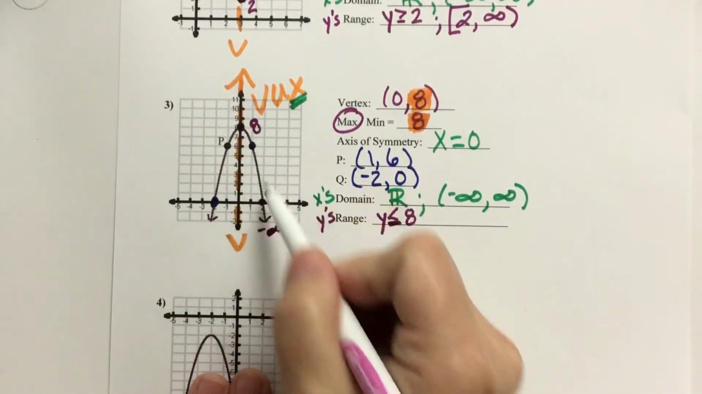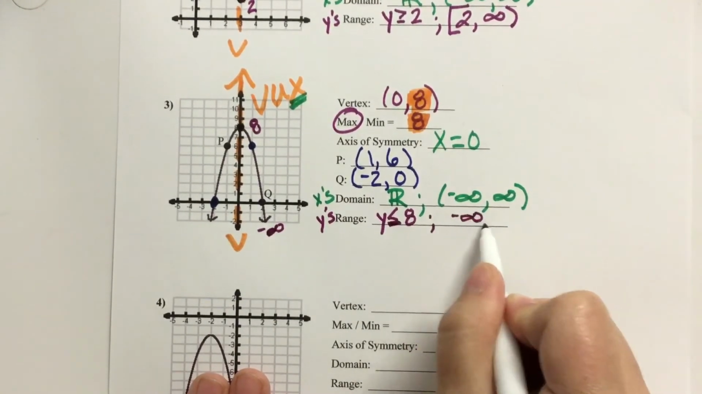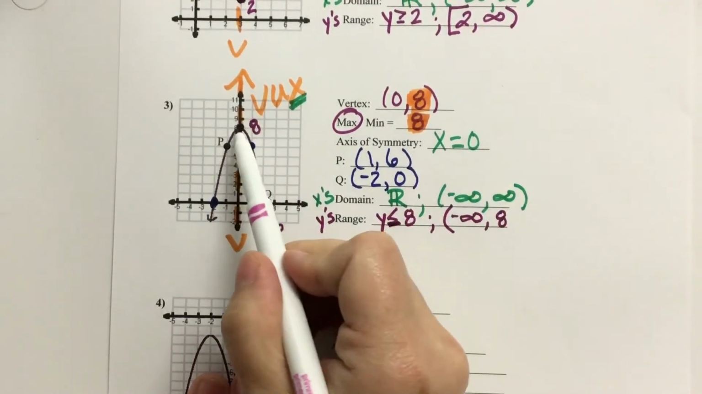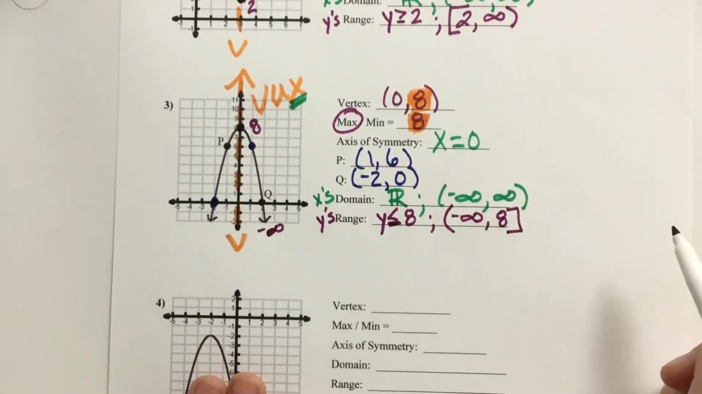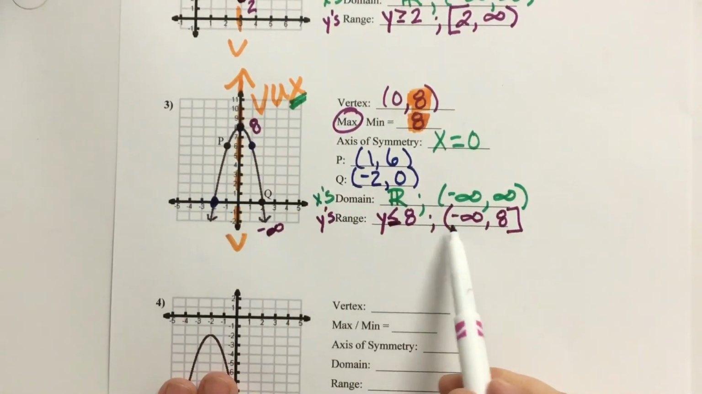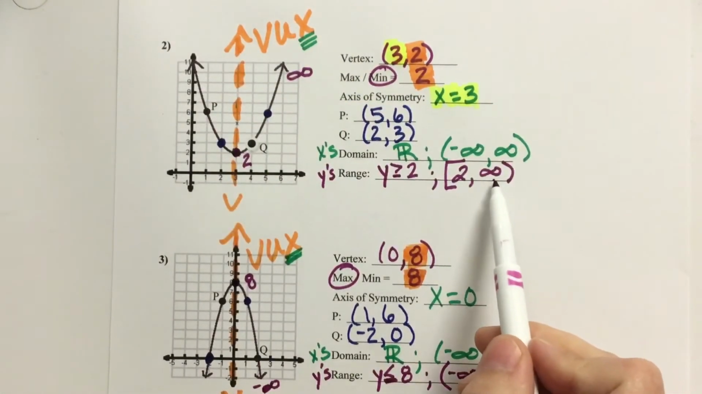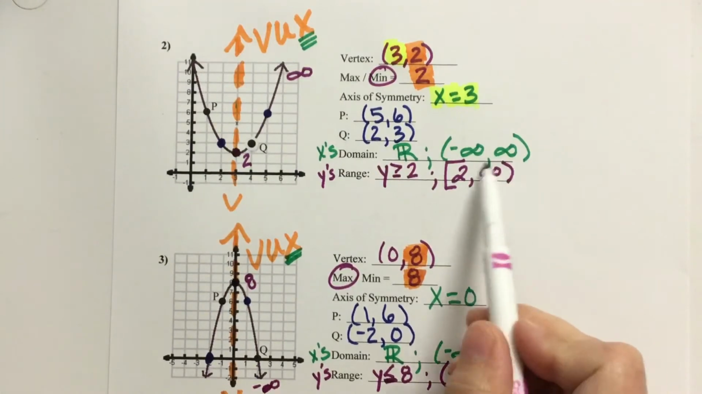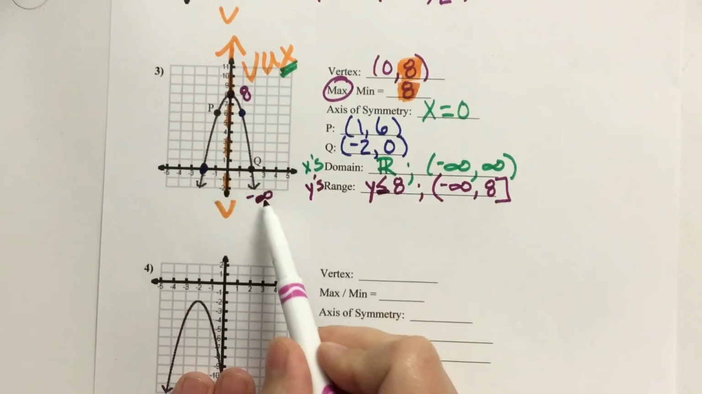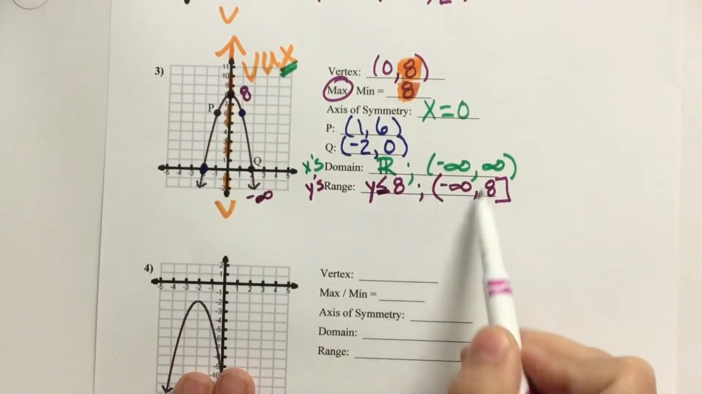Which of these numbers is smaller? Negative infinity. So it's negative infinity, comma, 8. Infinities are always parentheses, and closed circles are always brackets. So when a graph opens down, you'll go to negative infinity. But when a graph opens up, you'll go to positive infinity. And positive infinity is the biggest number there is. That's why it will always be on the right. And when you go down and go to negative infinity, that's the smallest number there is. So negative infinity will always be on the left.